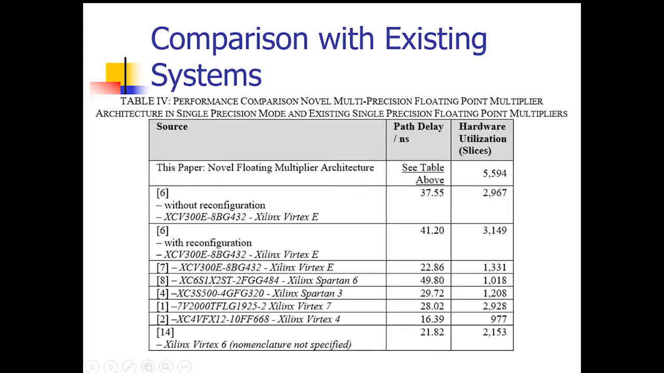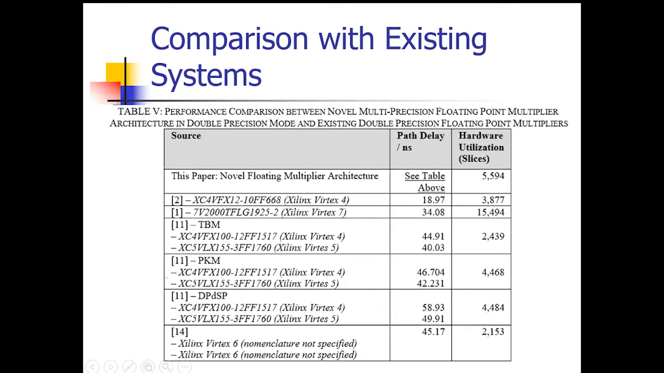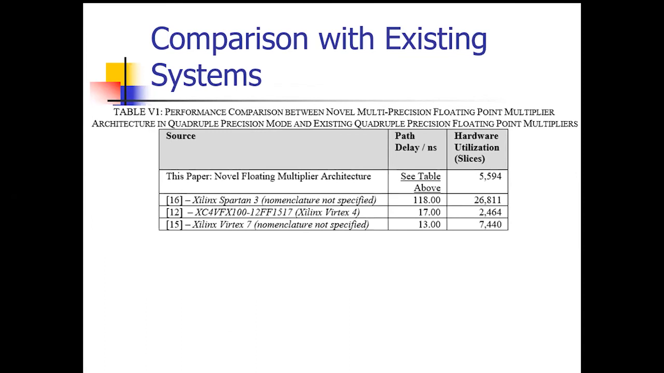I did that also for existing double precision floating point multiplier systems, which it outperformed, and also for the quadruple, where we found a couple of quadruple precision floating point multiplier systems. The same thing there. Now, at the time of research, there were no existing available octuple precision floating point multiplier systems, so that was not included in this presentation.